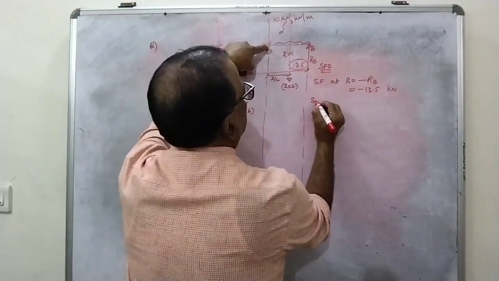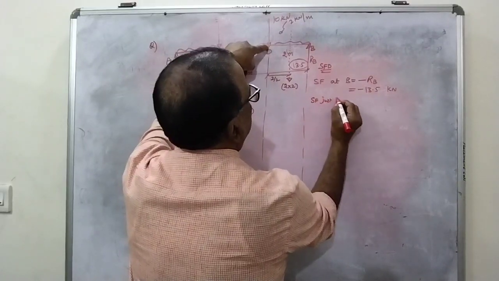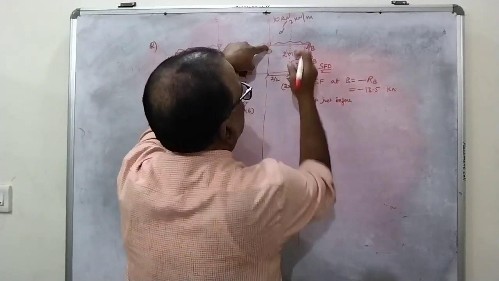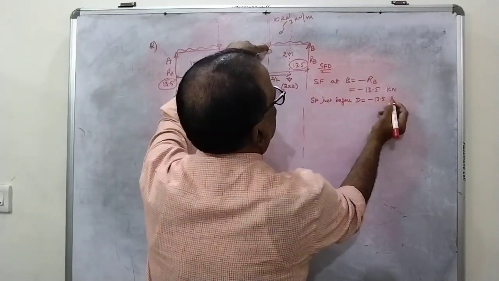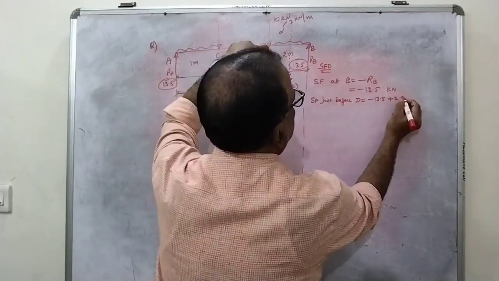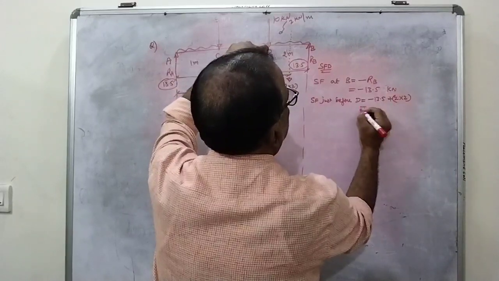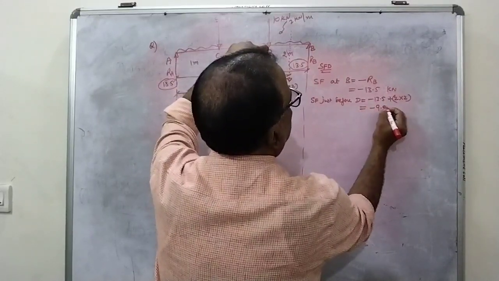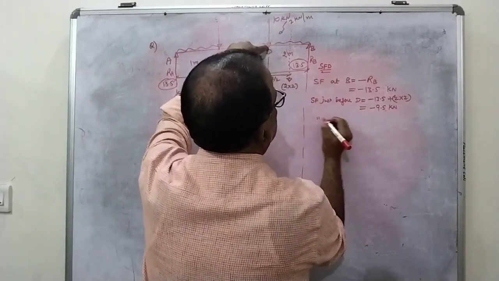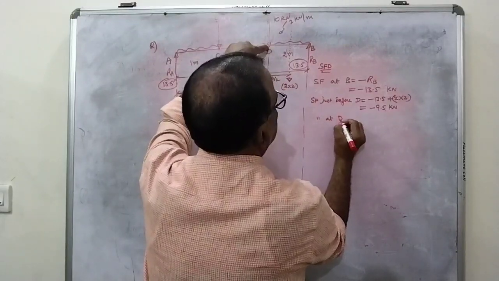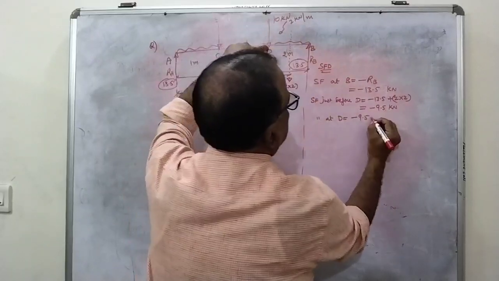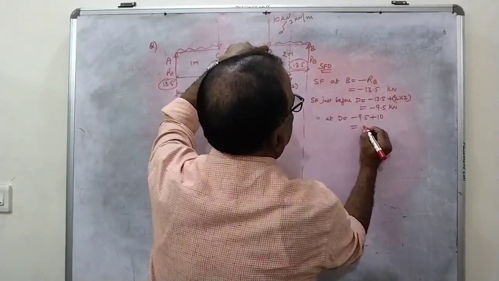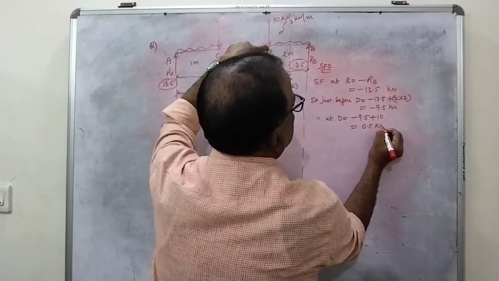But what you have to write? Just before D. Why? Because point load is also there. It is minus 13.5 downward plus 2 into 2, minus 9.5 kilonewtons. Next, shear force at D is equal to previous is 9.5, downward there is a 10 plus 10. It is 0.5 kilonewtons.